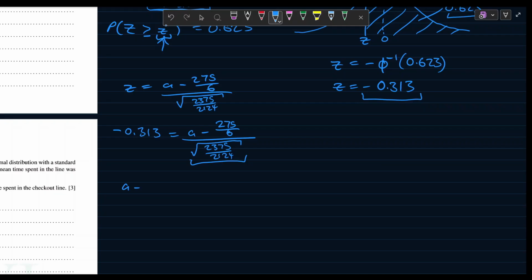So we'd end up with a minus 275 over 6 is equal to negative 0.313 multiplied by the square root of 2375 over 2124, which gives us negative 0.3309778, and so on. So a must be, add 275 over 6 to both sides, and so we end up with a is equal to 45.5, correct to 3 significant figures, and that is our final answer.